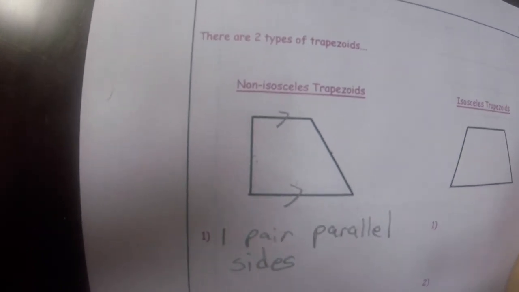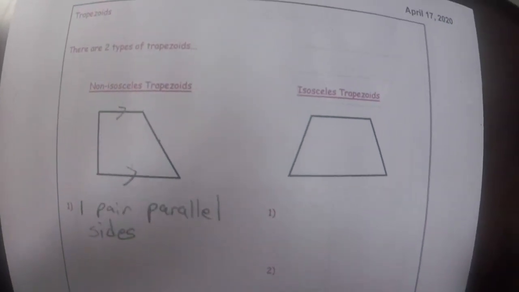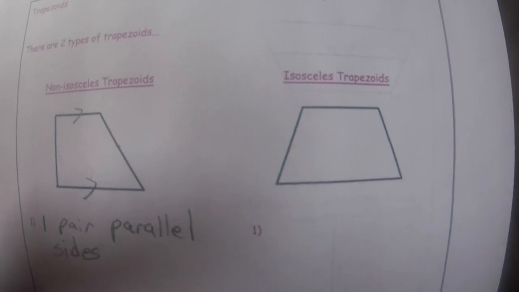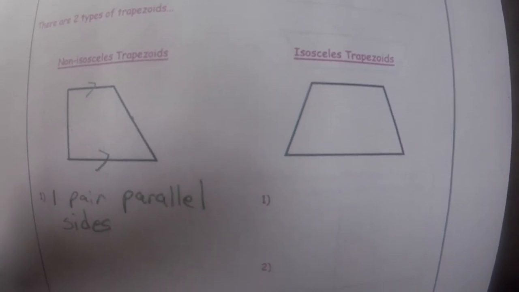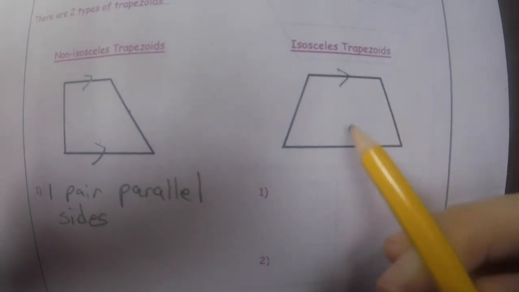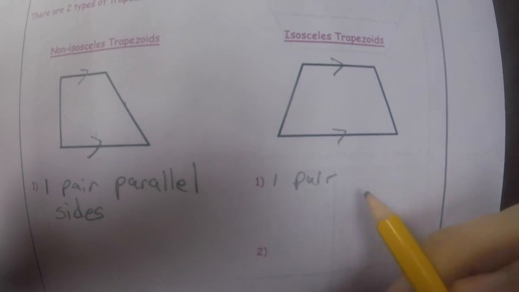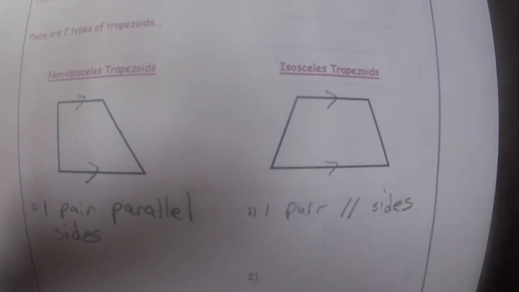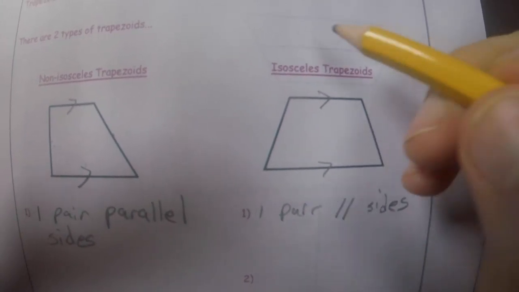Now, I told you to think about what the word isosceles means. You should remember that from when we did triangles. Isosceles trapezoids are a little bit different. Yes, they also have one pair of parallel sides, just like the non-isosceles trapezoid. But think about what isosceles means.